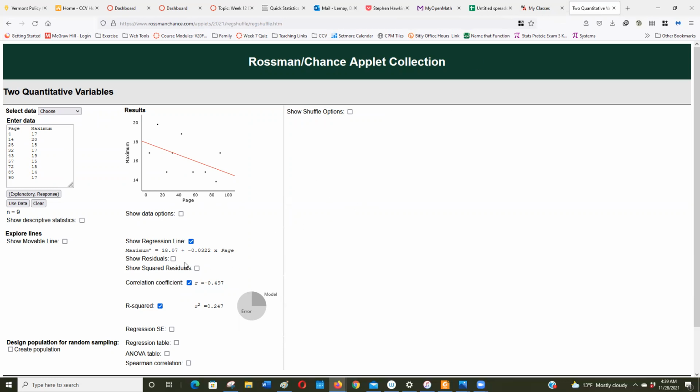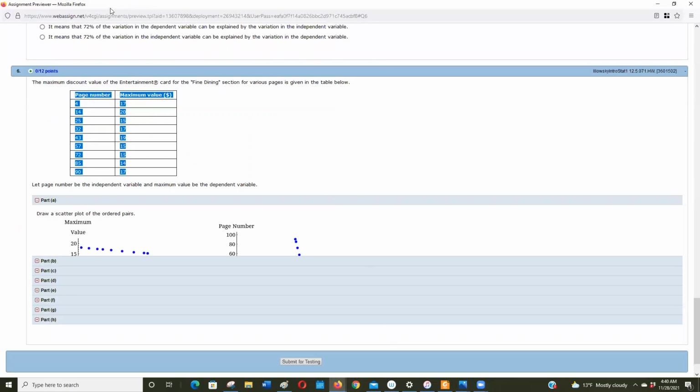The other thing I like about this calculator is that it uses maximum hat, which means it's a predicted value based on the page, and page is our X. One thing I don't like about it is that instead of mx plus b form, it's putting it in y-intercept plus slope times X form. So, backwards, but statisticians love that for some reason. So I'm going to come back to, let's see, where's that WebAssign assignment? Right here.